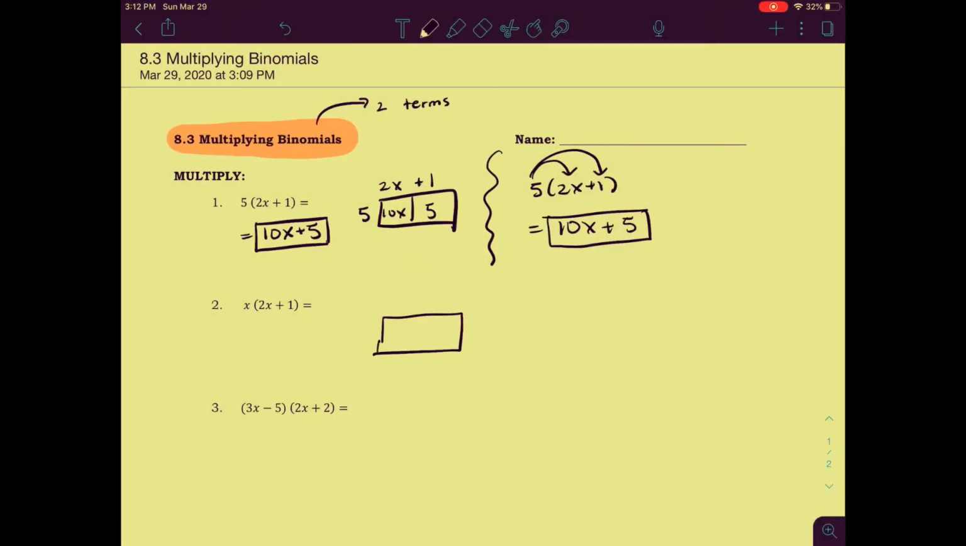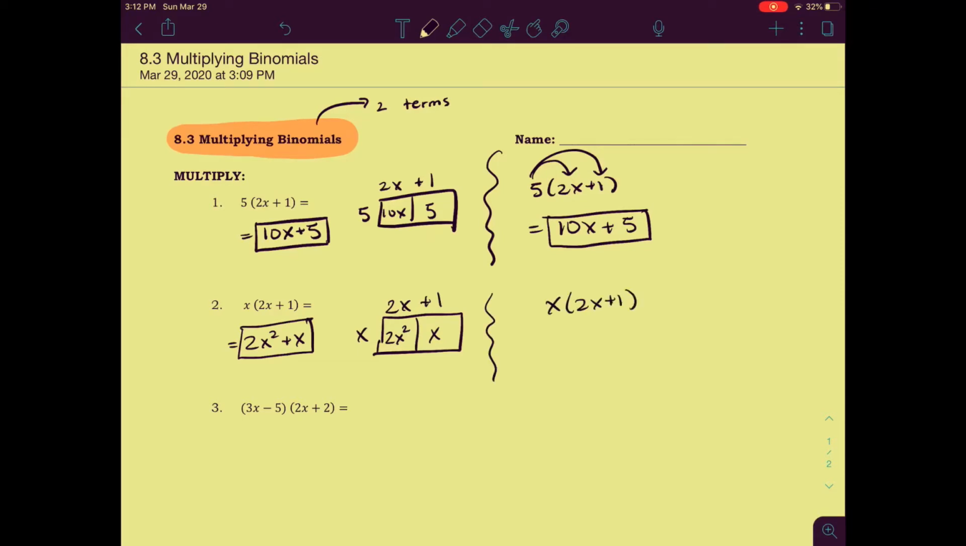So here we're going to create a rectangle. I'm going to put 2x plus 1 on top, x on the side. 2x times x gives me 2x squared. X times 1 gives me x. At this point, I would write down what's inside my box. Now, these are not like terms, and so at this point, this is your final answer.